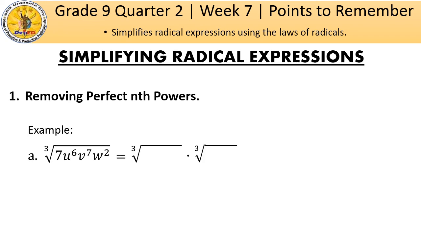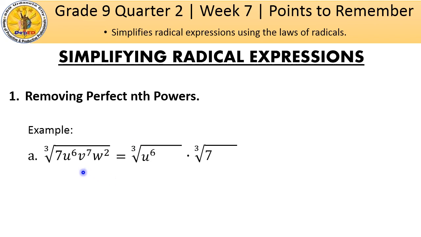Multiplying 2 cube roots. Sa kaliwa or left side natin ilagay kung alin ang perfect nth powers. Sa kanan or right side naman ang non-perfect nth powers. Let's proceed. May perfect cube ba ang 7? Wala. Then, we'll write it on the right side. Next, u raised to 6. Isusulat natin ito sa left side because it is perfect cube, meaning exponent 6 is divisible by our index which is 3.